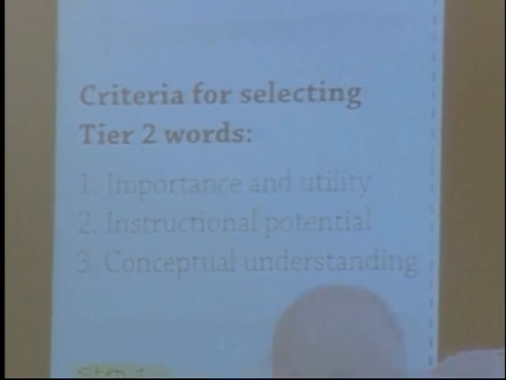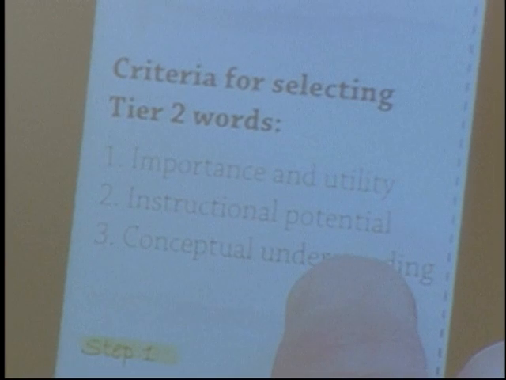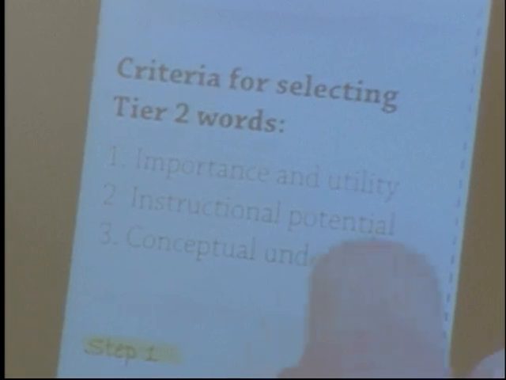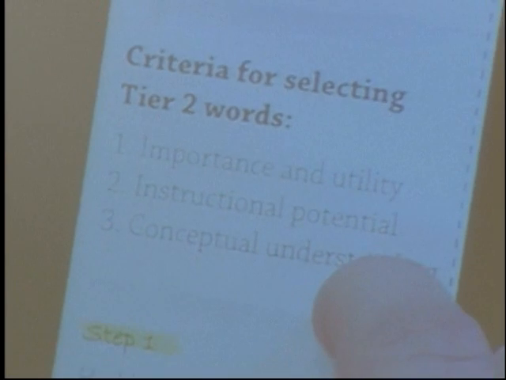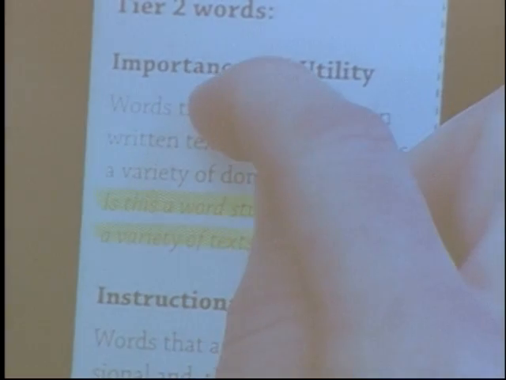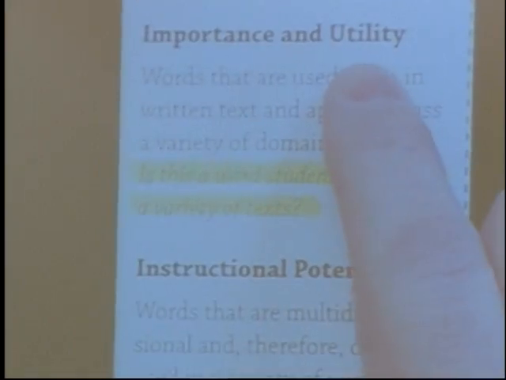We get many questions about that when we go out to campuses. Now tell me again how I identify tier 2 words. This is a great tool, and it gets even better. Stick with me. So step 1, we'll come back to in a moment. Go ahead and flip over on the back. And it says, once again, criteria for selecting tier 2 words. Remember, step 1 was importance and utility?